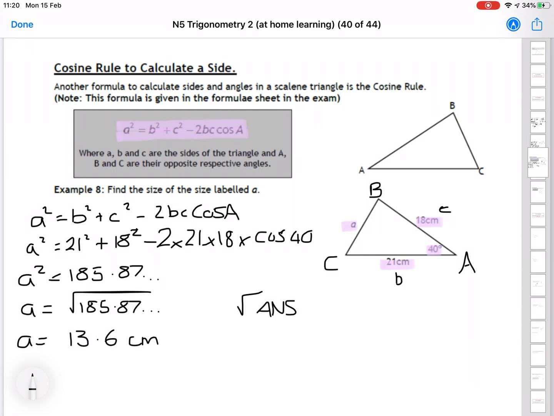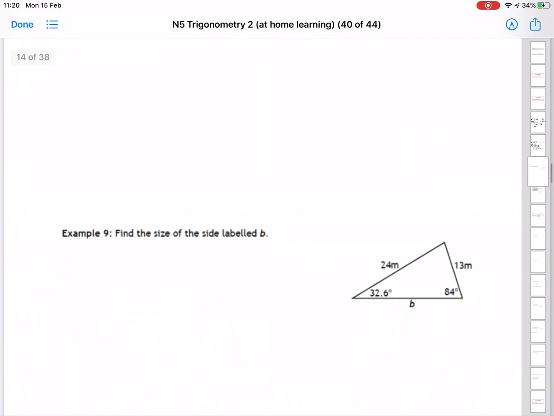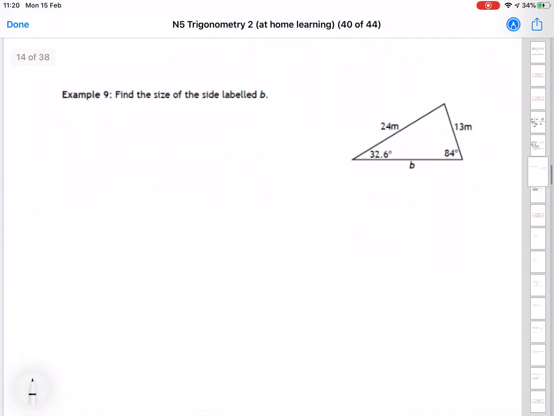Okay, so it's a wee bit less working than your sine rule working, I would say, and it's very straightforward. So let's do another example here. Example 9, we have: find the size of the side that's labelled B. You'll remember I said in the last example that for your cosine rule, you need to have two sides with the angle in between for this to work. So we've got 24, 13, but we don't have the angle in between those two sides.